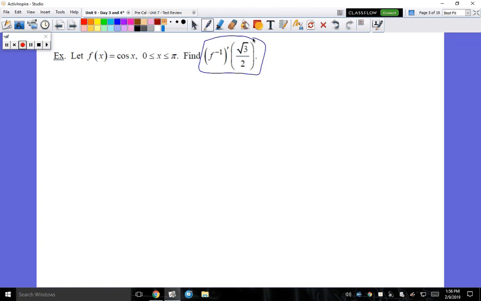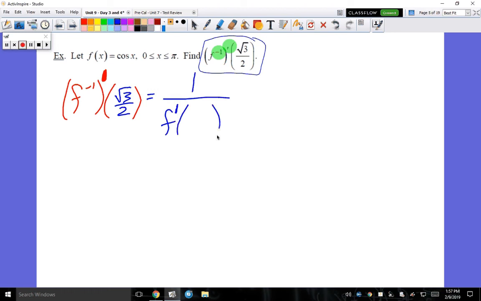This is what I'm looking for. I notice it's the derivative of the inverse. So by memorization, I go to the derivative of the inverse of f of x, evaluated specifically at root 3 over 2, is the same as 1 over f prime of the inverse of f at root 3 over 2. Here we go. This input of the inverse is going to be the same as the output of the original. So I will put root 3 over 2 is equal to my original function of cosine of x.